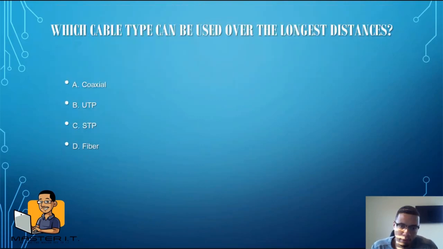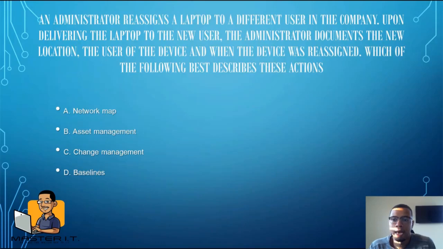What cable type can be used over the longest distances? Easy. Fiber. Yep. An administrator reassigns a laptop to a different user in the company. Upon delivering the laptop to the new user, the administrator documents the new location, the user of the device, and when the device was reassigned. Which of the following best describes these actions? Just talked about this last lecture, or the lecture before. Easy. Asset management. Too easy.